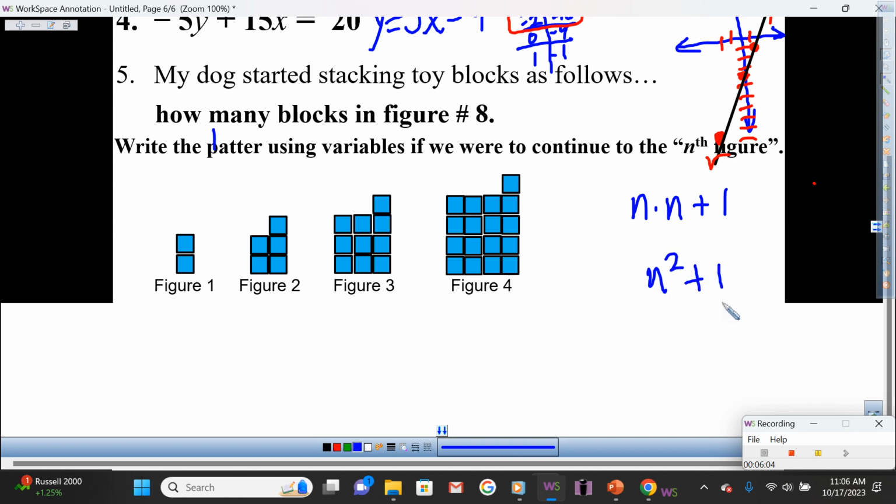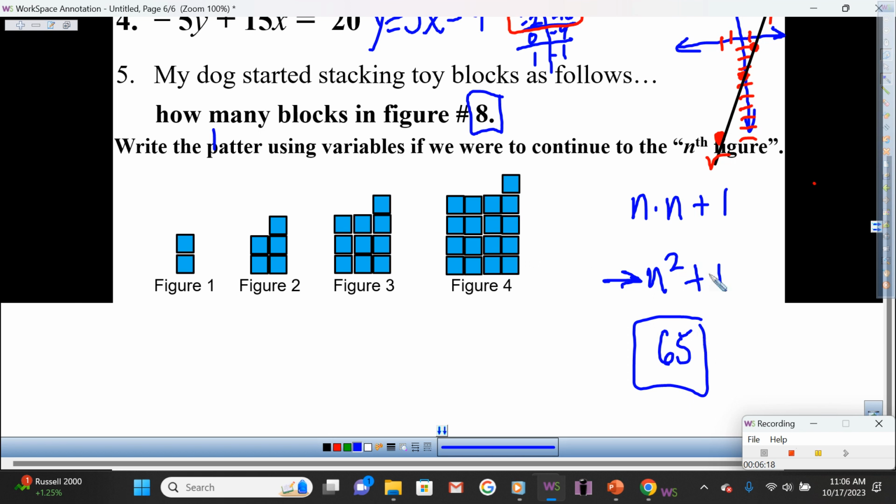Hands, have you got something like that? All right. So instead of n, what do we replace, guys? 8. So what is 8 squared, plus 1? 65. That is correct.